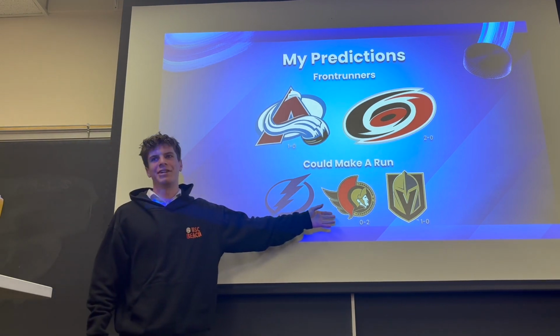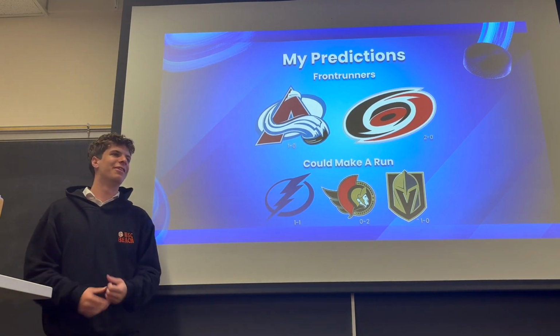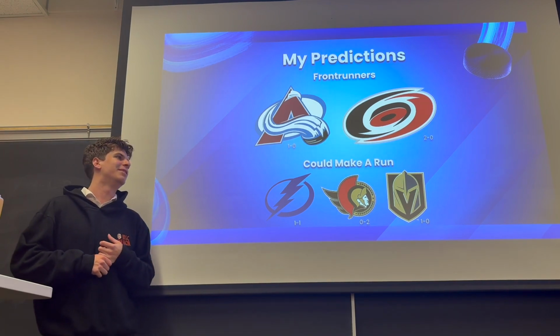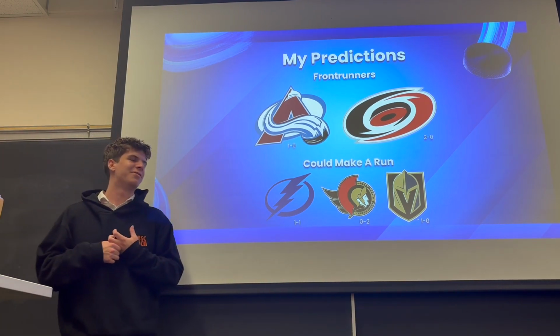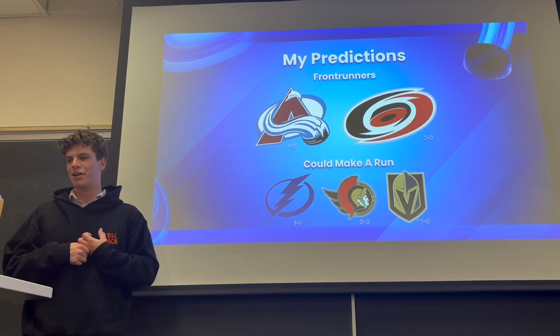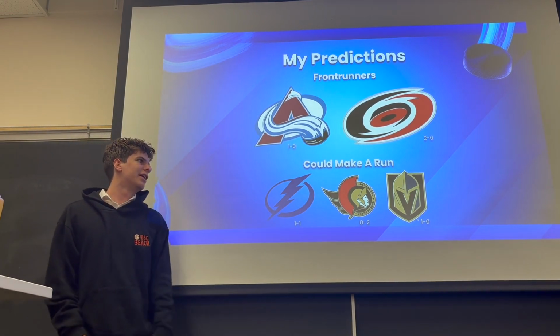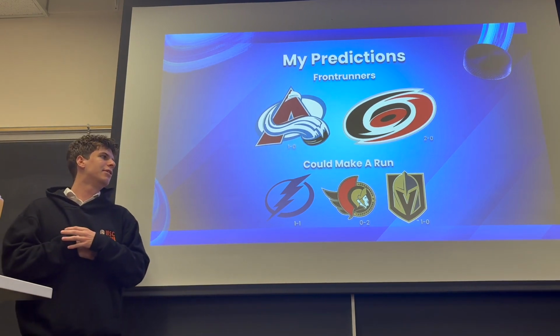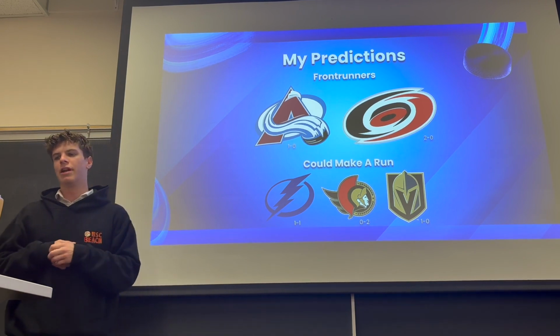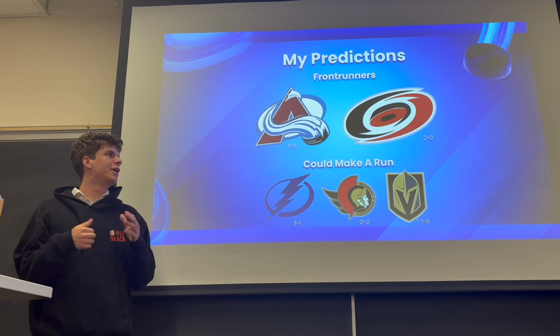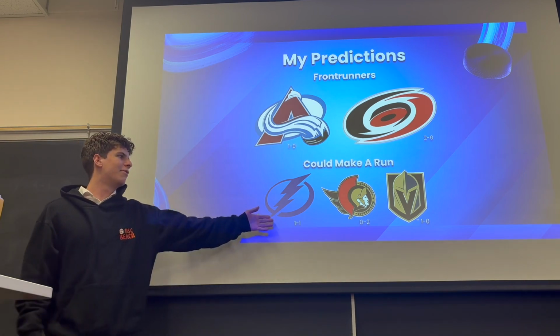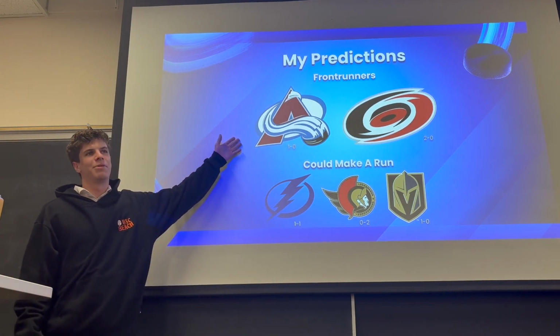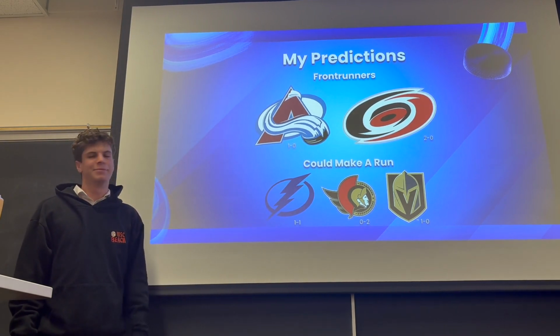Also, the Senators, I really think if they played anyone other than the Hurricanes, they would probably stand a chance at making the conference final. So it's an unfortunate draw. And then the Golden Knights, I think they have a great shot. Not the best team in the regular season, but they ended up winning the Pacific. So yeah, look out for these teams, but these teams you'll probably see in May.